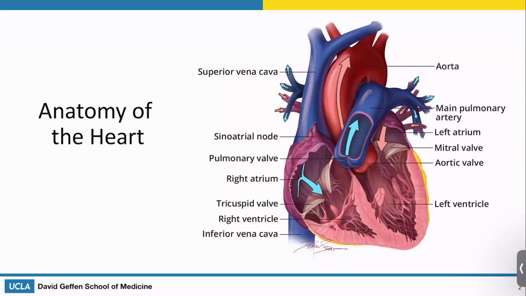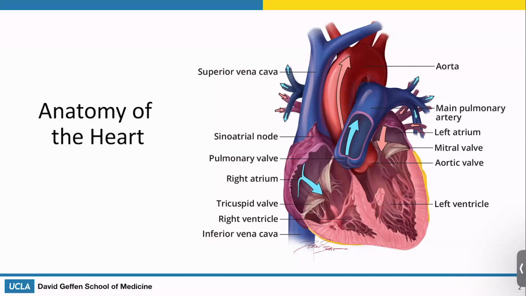So we have blood coming in through our superior and inferior vena cava. It's going to come into the right atrium. It's going to move down into the right ventricle through that tricuspid valve. Then it's going to move up through the pulmonic valve, through those pulmonary arteries into the lungs.